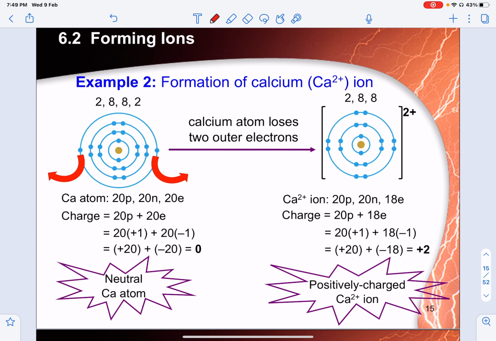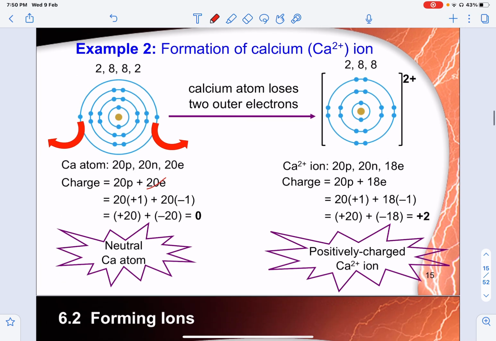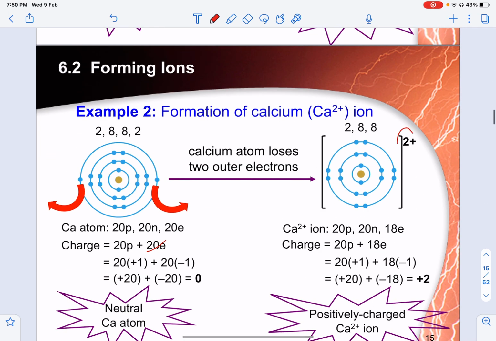Okay, for calcium, you lose 2 electrons to form a cation of Ca2+. This symbol must always be drawn outside the square brackets and not inside. It has to be a superscript so that it can be represented, rather than a big 2.